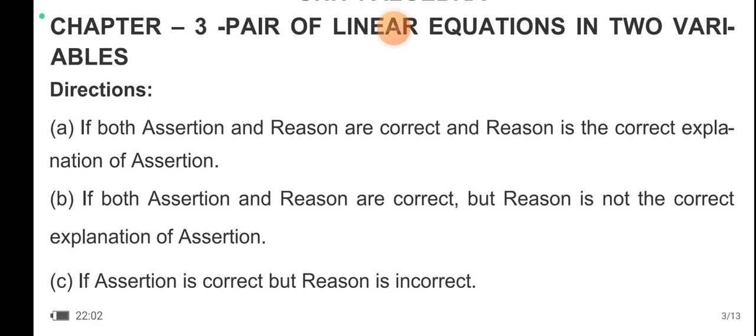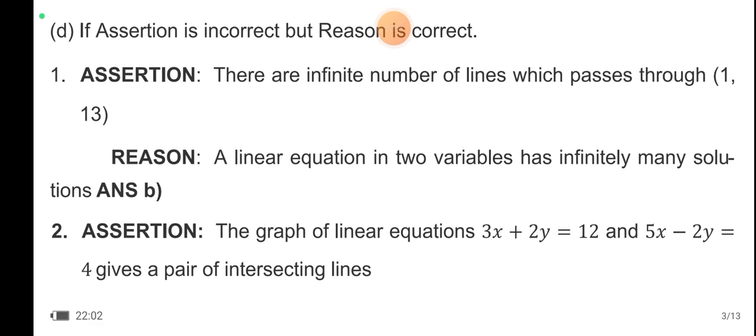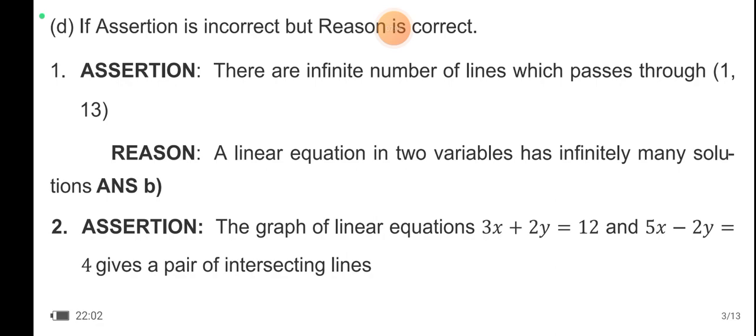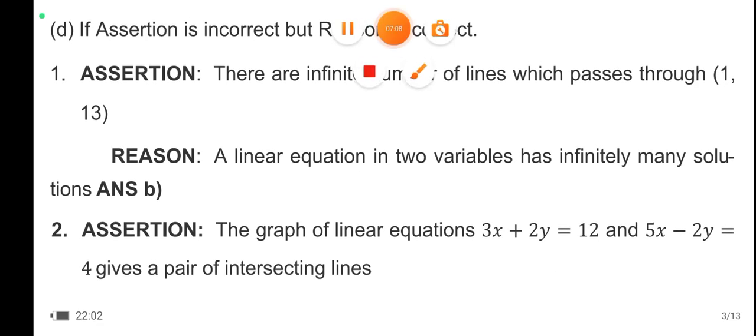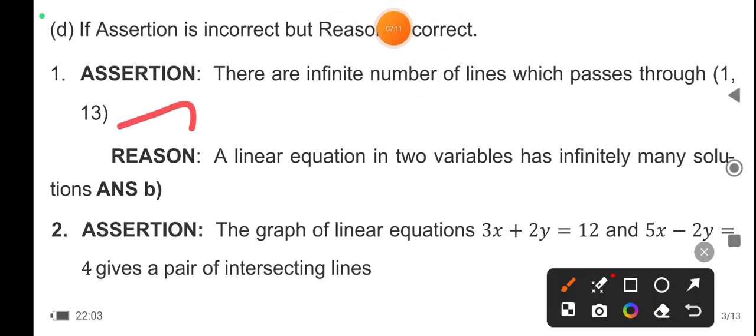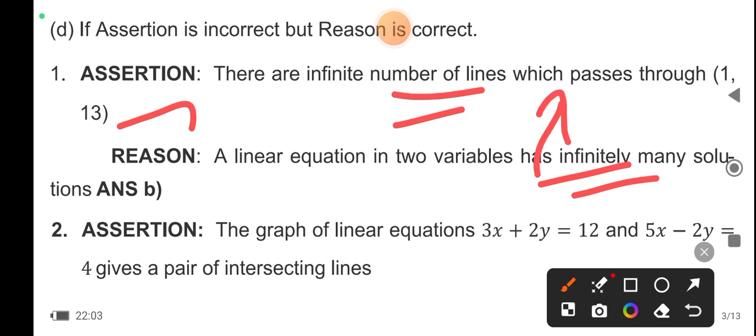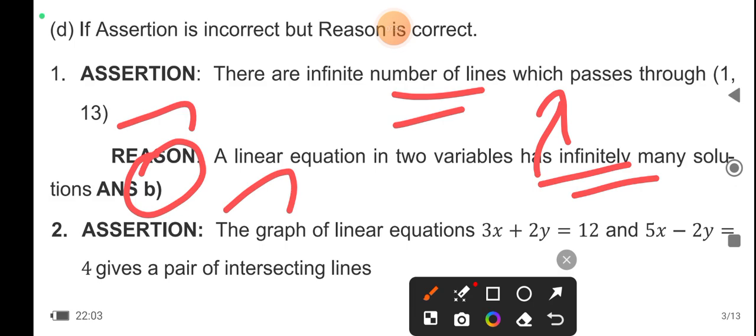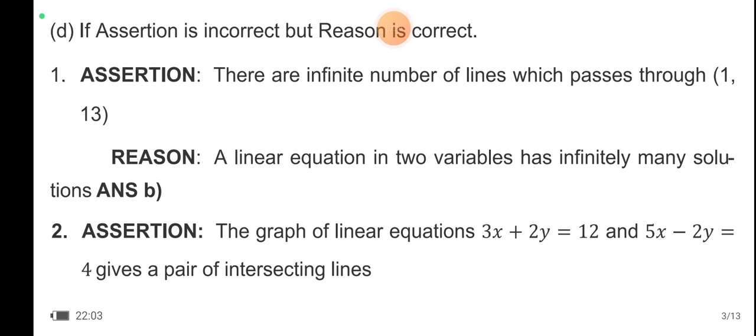Now pair of linear equations in two variables. In the same way, first one: there are infinite number of lines which pass through (1, 13). Obviously correct, there are infinite number of lines passing through any point they give. Obviously correct: a linear equation in two variables has infinite number of solutions. Again correct, but this is not a correct explanation. So option B they have given. Again I'm saying the PDF, whatever they have given, is not correct, so it may be changing. We will discuss it.